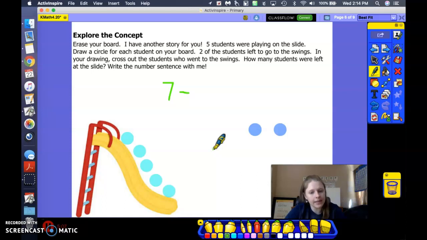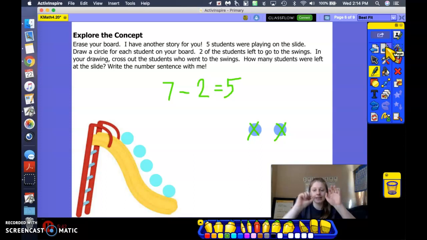Now let's listen for how many friends left the playground. So it was a really hot day at the playground, and the swing friends were working so hard. They got so hot and tired, they went home. So how can we fill in this sentence? 7 take away 2, good job, the 2 friends that went home, equals 5. 5 left on the slide. So 7 take away the 2 friends that were on the swings equals 5 friends left on the slide. Well done. We can also use our fingers to show that. 7 take away 2 equals 5.